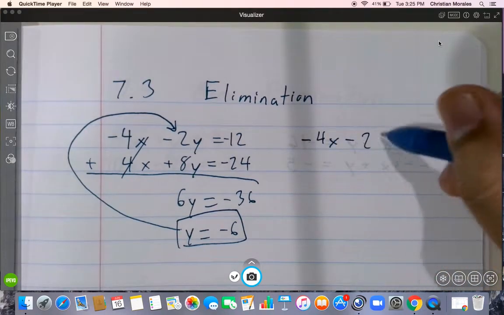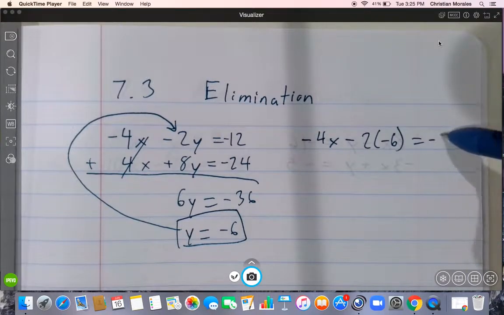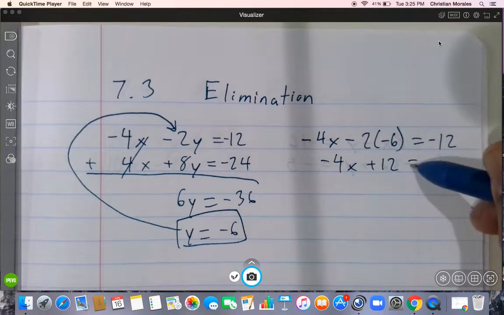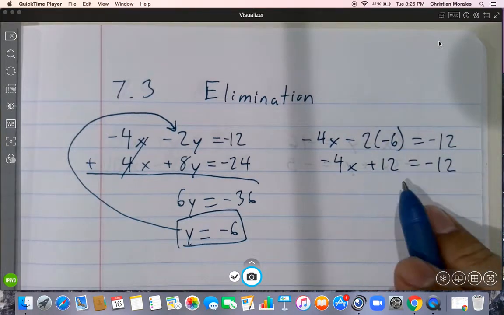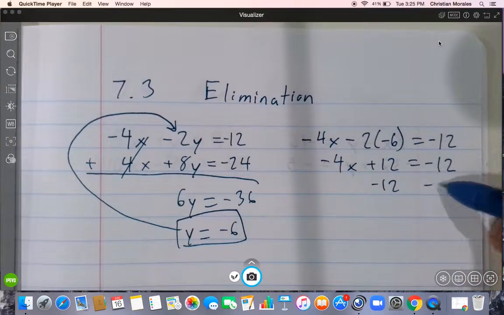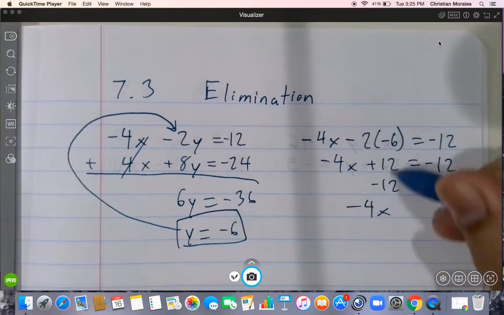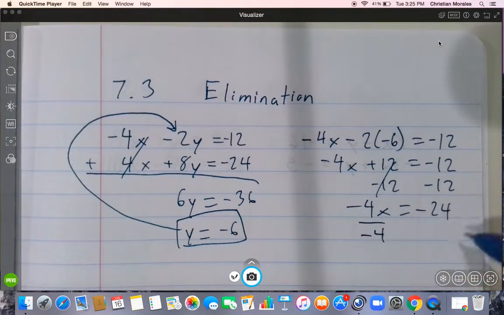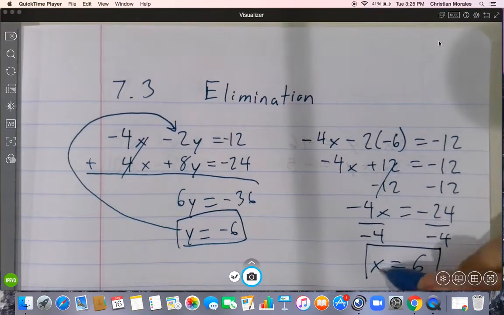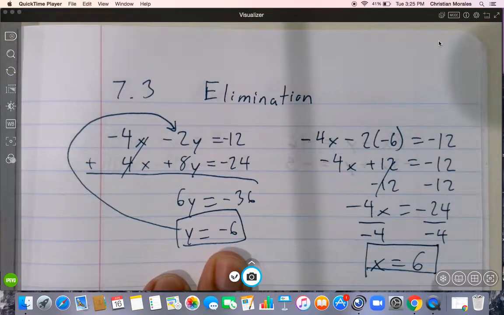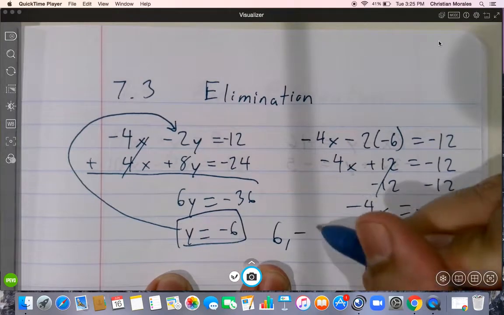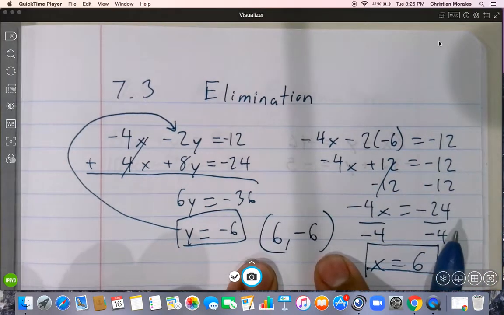So the y is going to change to negative 6. So you get negative 4x plus 12 equals negative 12. And now your job is to solve for x. So we'll subtract 12 from both sides. Negative 24. Divide both sides by negative 4. X equals 6. So there's your two answers. But again, you want to write it as an ordered pair. The x goes first. The y goes second. And there's your ordered pair.